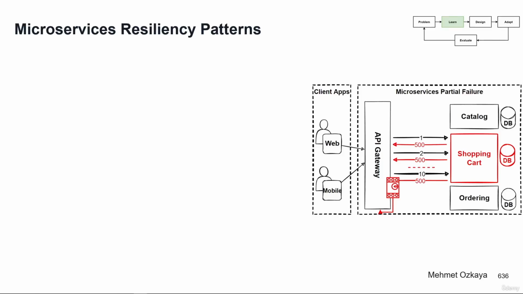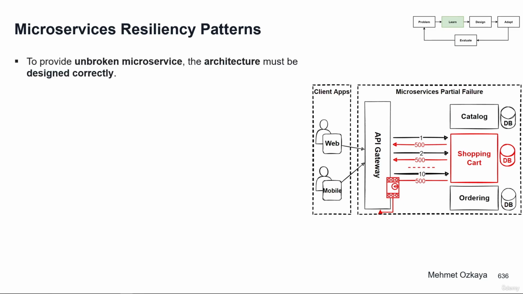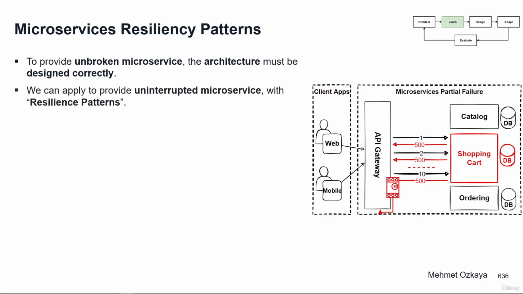In this video, we are going to learn microservices resiliency patterns. In order to provide unbroken microservices, the architecture must be designed correctly and the developers must develop applications that are suitable for this architecture and will not cause errors. Unfortunately, we may not always achieve this, but fortunately, there are some approaches that we can apply to provide uninterrupted microservices. The name of this approach is resilience patterns.